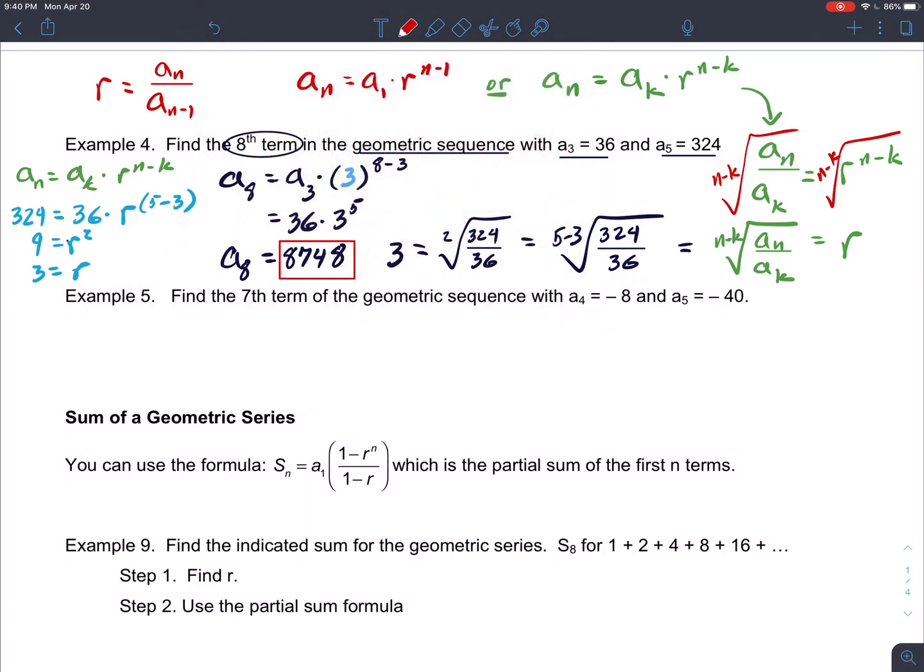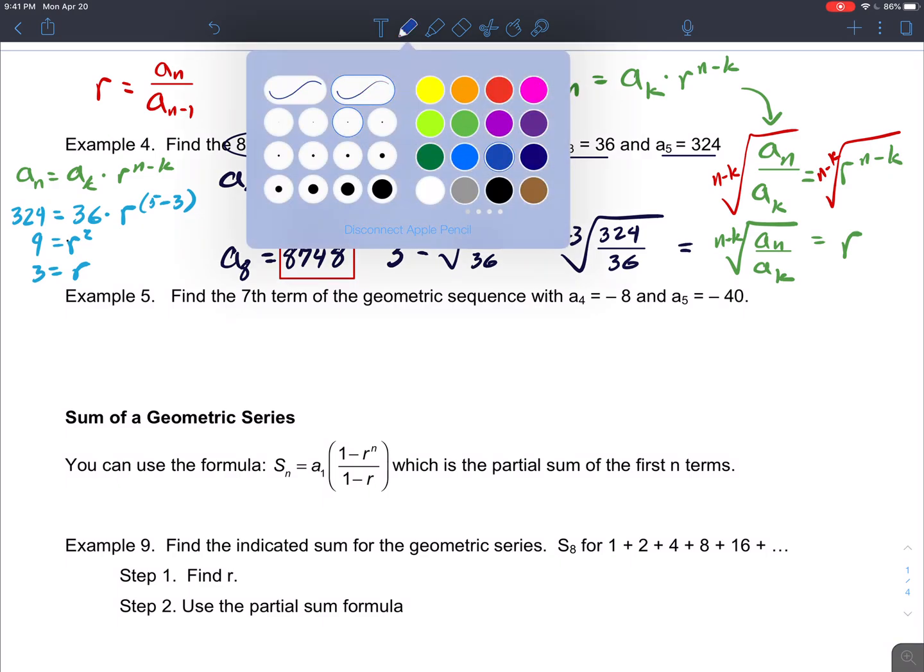8,748. Again, if I took 324 and multiplied by 3, and then by 3, and then by 3 again, I would get here. Also, at this stage where I was actually finding the 8th term, I didn't have to use the third term. I could have used the 5th term, in which case this would have been 8 minus 5, and it would have just been 3 to the 3rd power, because 8 minus 5 is 3, instead of 3 to the 5th power. A number of different ways to think about and do these problems. I'm kind of showing you an all-inclusive approach. Let's try another one. I'll be a little bit faster with this one.